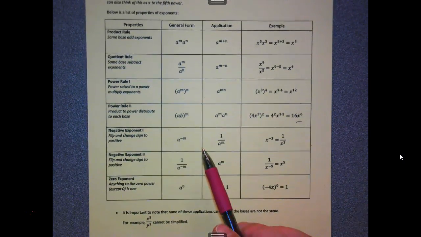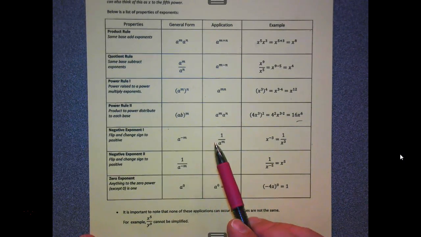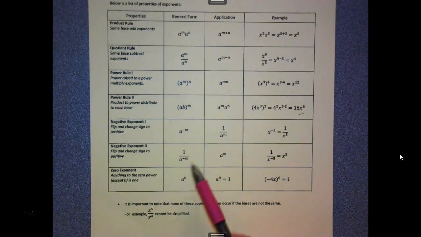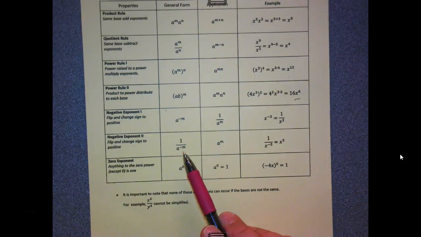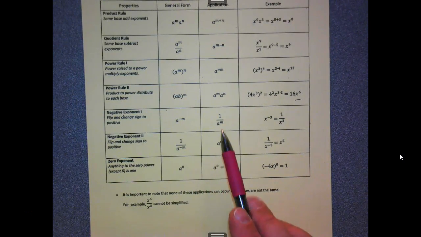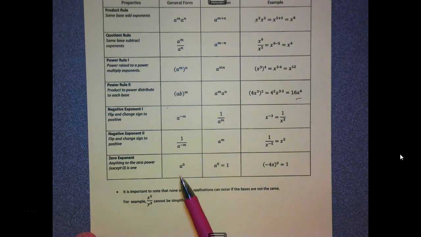Anything raised to a negative power is 1 over that power, and you change it to positive. And also, if you have 1 over a negative exponent, then you flip the fraction just like you did up here. And of course, anything raised to the 0 power is 1.